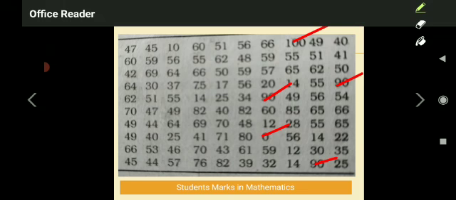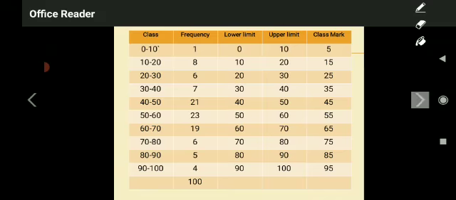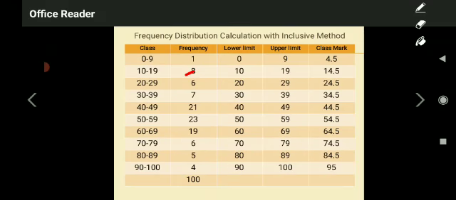This is what you are understanding, how to calculate the frequency distribution with the help of inclusive method. I hope all of you understood. If any doubts are there, you can put your doubts in the comment box. We will make it clear.